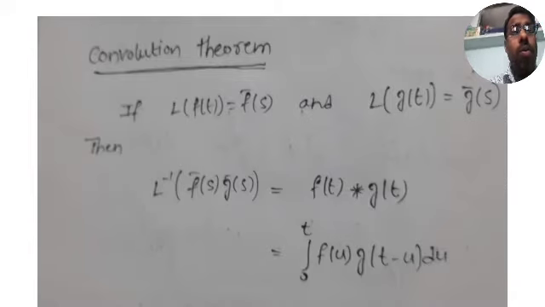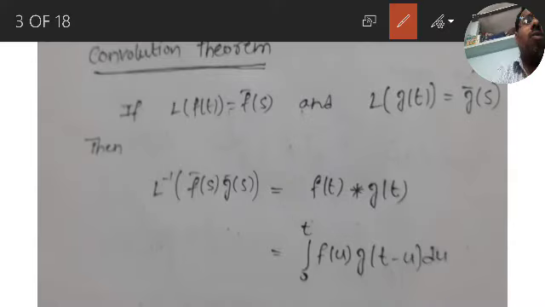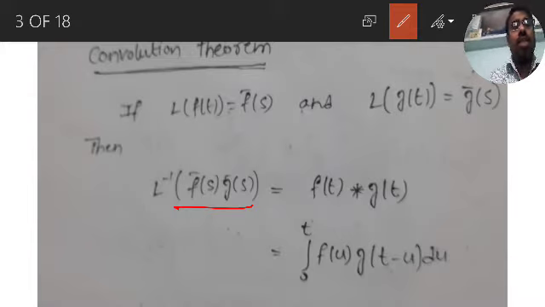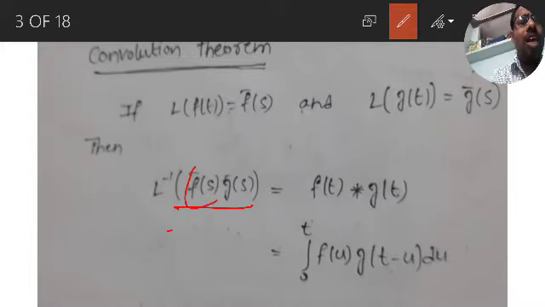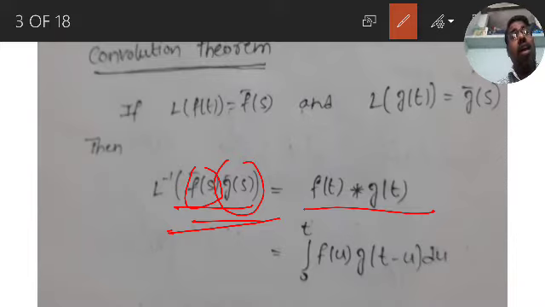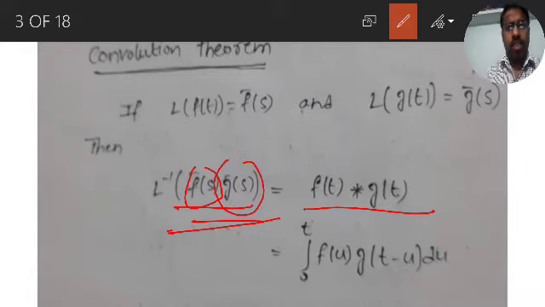As we defined it, it is integration 0 to t f of u into g of t minus u into du. So here is the answer to our question: for a product of functions, does the inverse Laplace transform exist? Yes, the convolution theorem says L inverse of f bar of s into g bar of s, the product, is equal to the convolution of f of t and g of t. How is convolution defined? It is integration 0 to t f of u into g of t minus u into du.